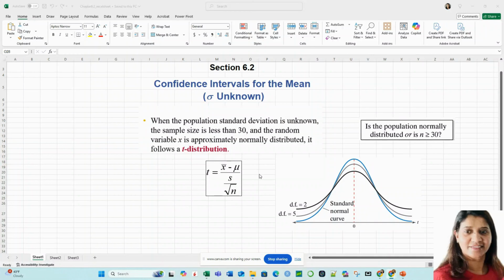The t-distribution is symmetric and centers at 0. It has thicker tails than the normal curve, and changes shape depending on the sample size. As the degrees of freedom increase, the t-distribution gets closer to the normal distribution. Once we reach about 30 degrees of freedom, they are nearly identical.